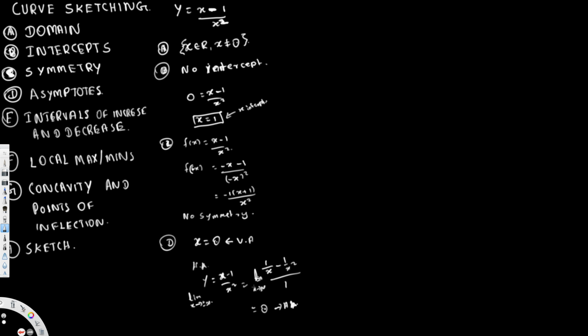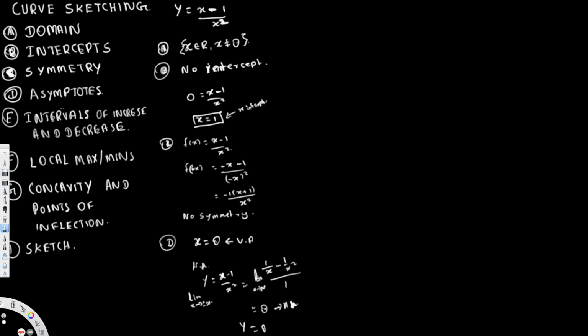So the horizontal asymptote is y is equal to 0, and the vertical asymptote is x is equal to 0. So these are the points we have to know. And then the next one is intervals of increase and decrease.